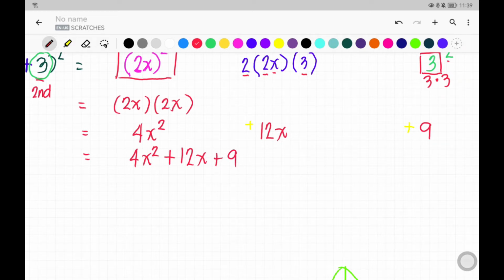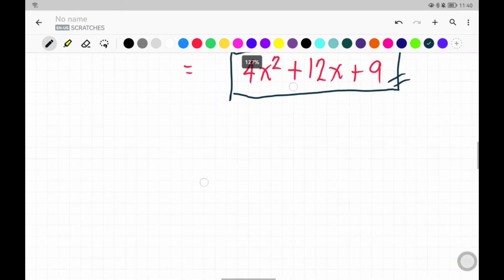So, what is our final answer? Our final answer is this one. Okay? Alright, next, let's have another example. Number 2. Okay, number 2 example. Let's have x minus 2y squared. Okay, so getting the square of binomial x minus 2y.